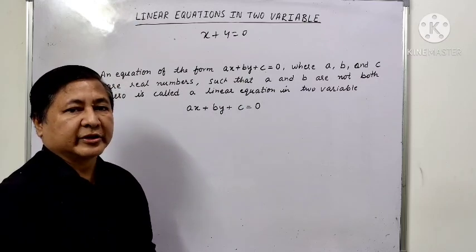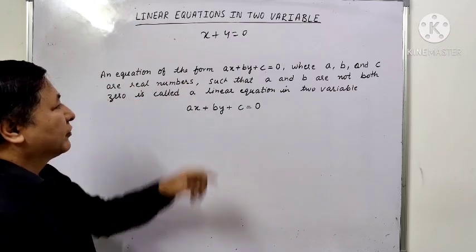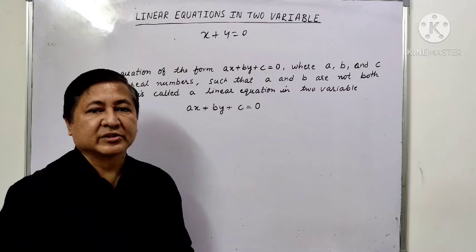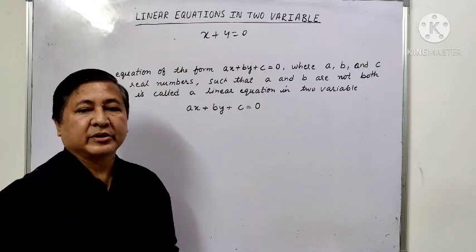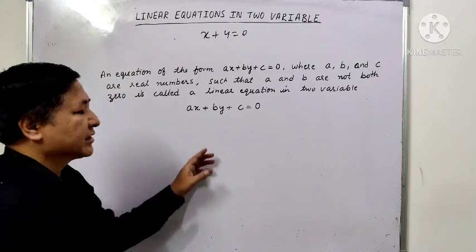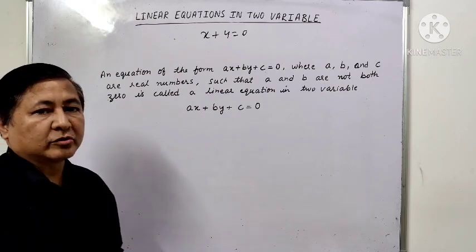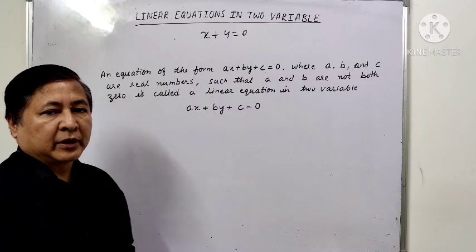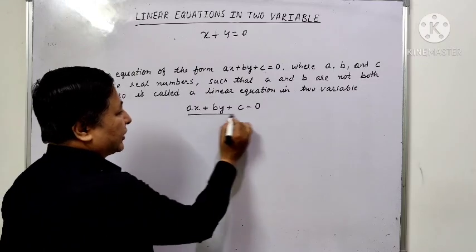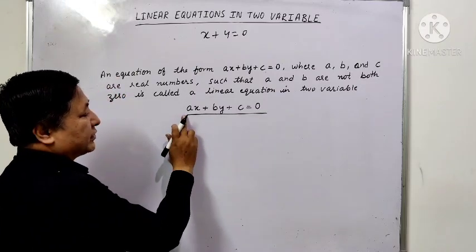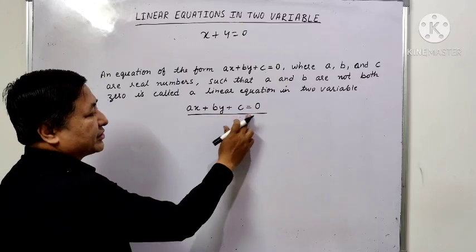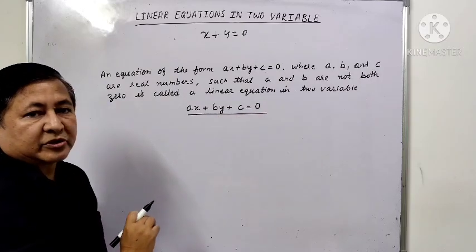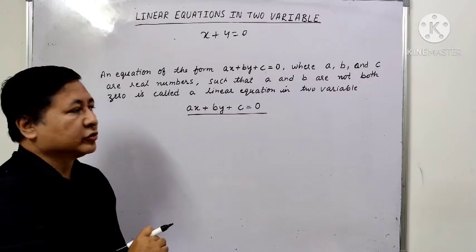linear equation in two variables. An equation of the form ax plus by plus c is equal to 0, where a, b, c are real numbers such that a and b are not both 0, is called a linear equation in two variables. I have written the general form of the equation here, that is ax plus by plus c is equal to 0. So this is the general form of a linear equation in two variables.